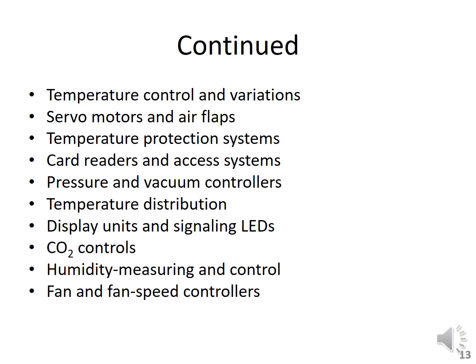Temperature distribution in different areas, display units and signaling the LEDs if the computers are attached. Okay, carbon dioxide controls because it can affect the temperature and it can affect the machine. Humidity measuring and control because in some machines humidity is also important. क्या humidity level है वो भी आपको control करना पड़ता है. Fan and fan speed controllers, this is another important function with reference to the temperature and with reference to the environment, working environment over there.